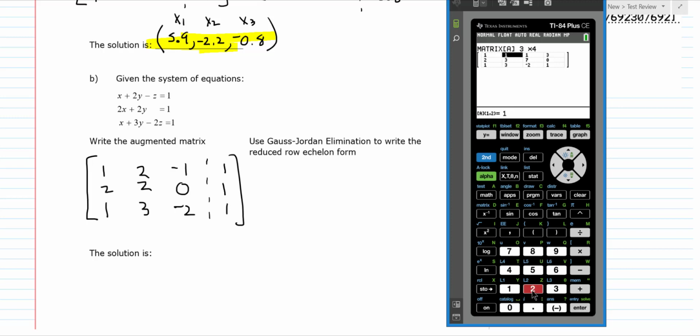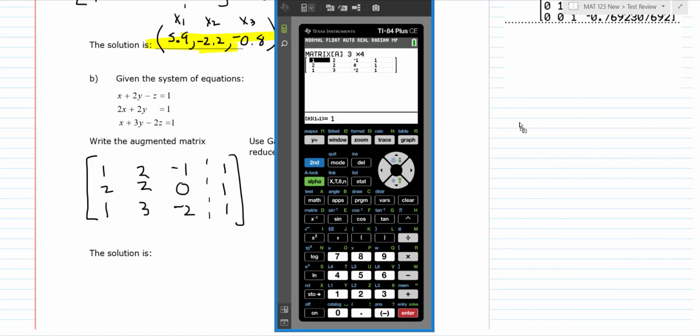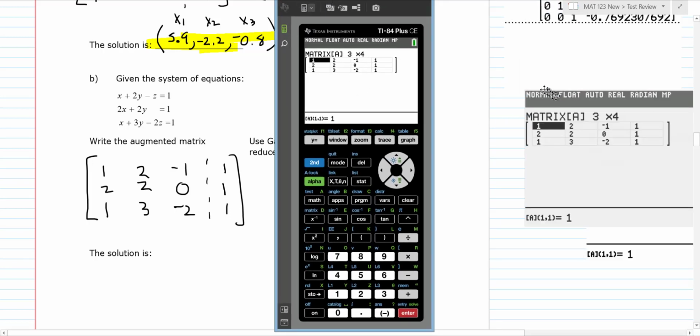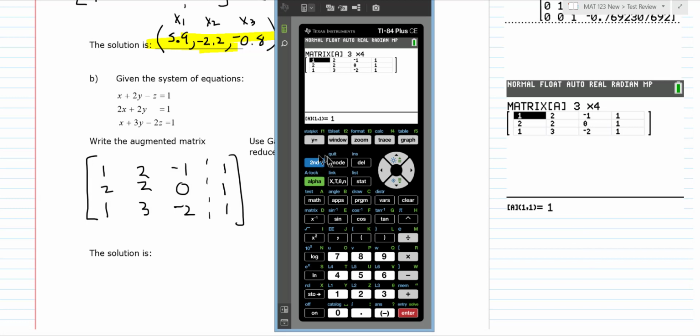So 1, 2, -1, 1 is the first row. The second row is 2, 2, 0, 1. The third row is 1, 3, -2, and 1. So that's the matrix, and it has been put in. We're going to do exactly the same kind of thing with the reduced row echelon form. So I want to quit to go to a clear screen.